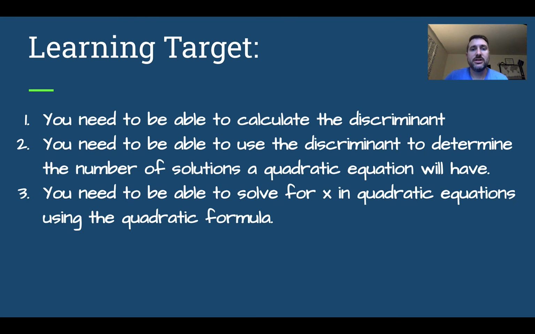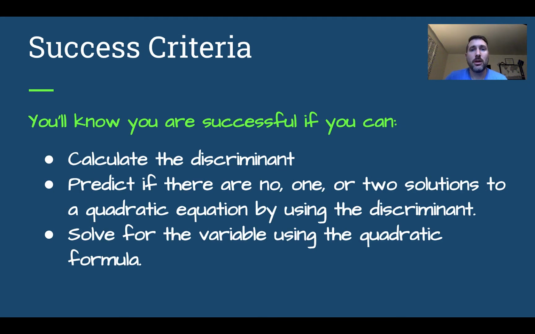After this lesson, you need to be able to calculate the discriminant. You need to be able to use the discriminant to determine the number of solutions a quadratic equation will have, and you need to be able to solve for the variable in quadratic equations using the quadratic formula. You'll know you're successful after this lesson if you can calculate the discriminant, predict if there are no, one, or two solutions to a quadratic equation using the discriminant, and if you can solve for the variable using the quadratic formula.